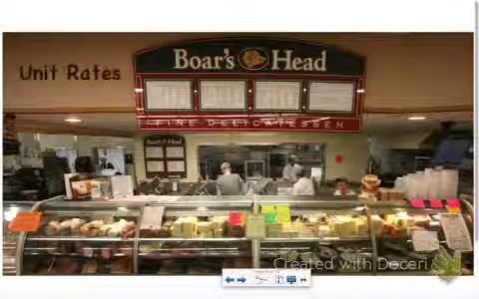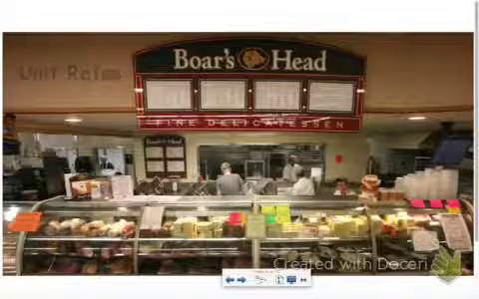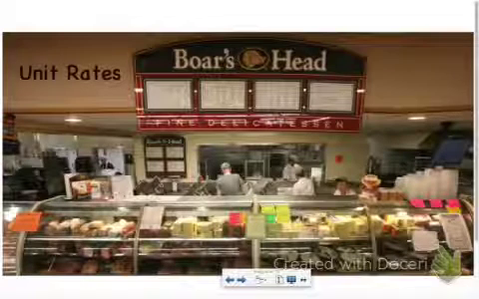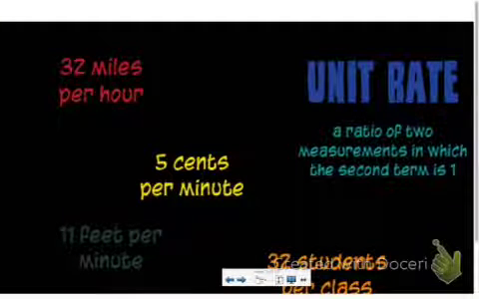Today we're going to take a look at unit rates. And what do we associate unit rates with? Unit rate is a ratio of two measurements in which the second term is 1.